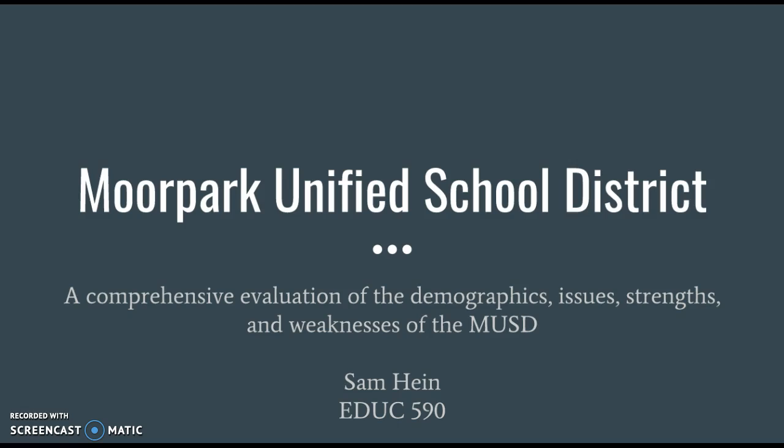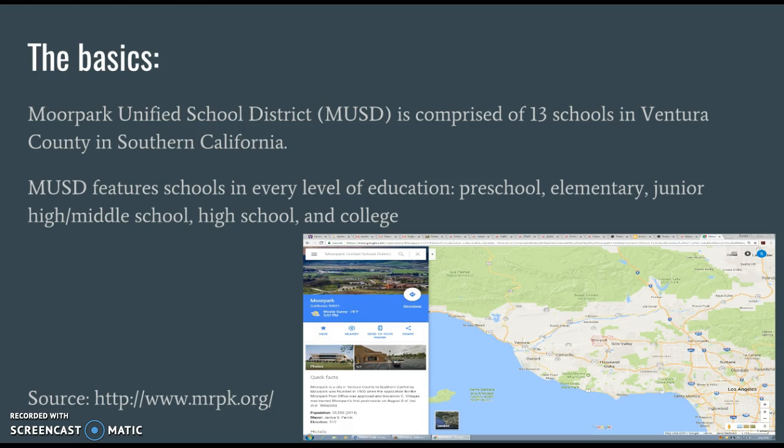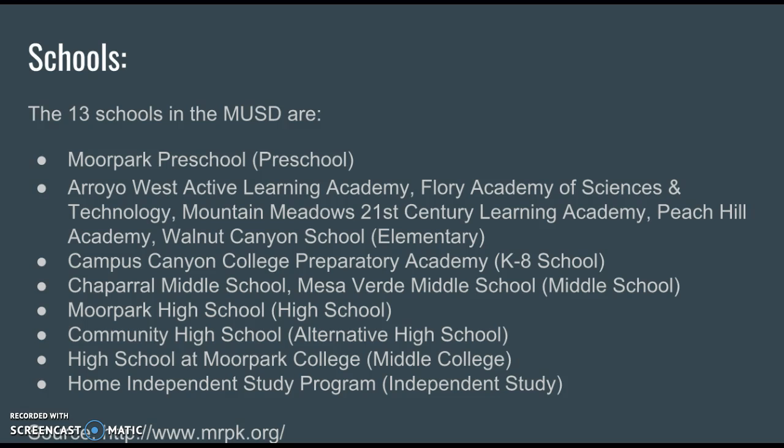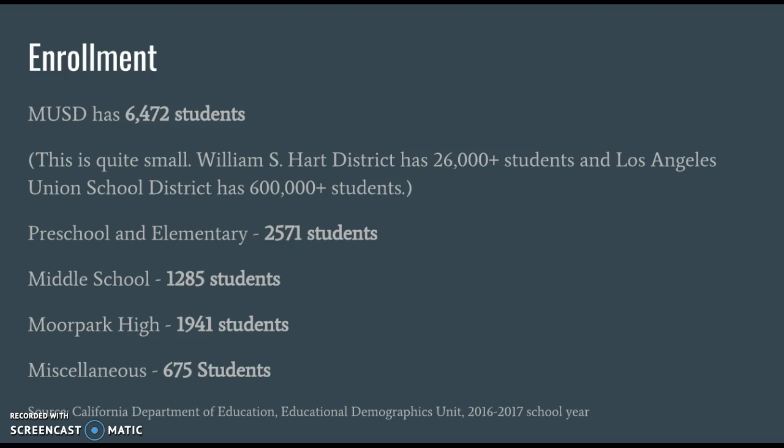I did my district profile on Moorpark Unified School District. Let's go. Moorpark Unified is comprised of 13 schools. It is in Ventura County. You can see Moorpark right there. It has schools of every level from preschool. They have stuff set up at the junior college through Moorpark Unified. There are the 13 schools: preschool, elementary, middle school, high school, the whole shebang.